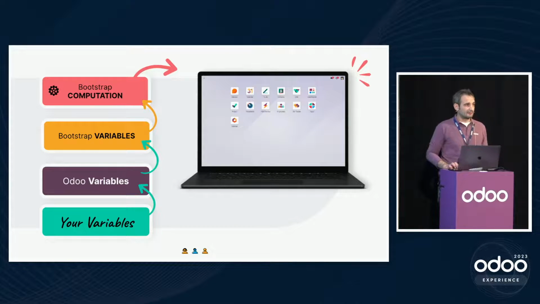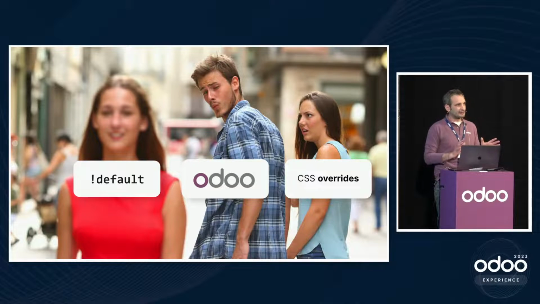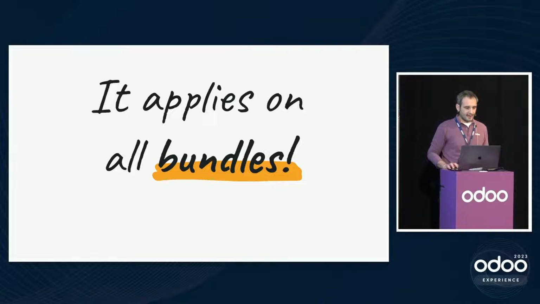The one that follows is a very complicated technical scheme that shows you our approach, and it's this one. So basically, Odoo prefers to use a default approach rather than CSS override. If you use default, you will be consistent with the way we manage bundles in Odoo. And it applies in all the bundles.